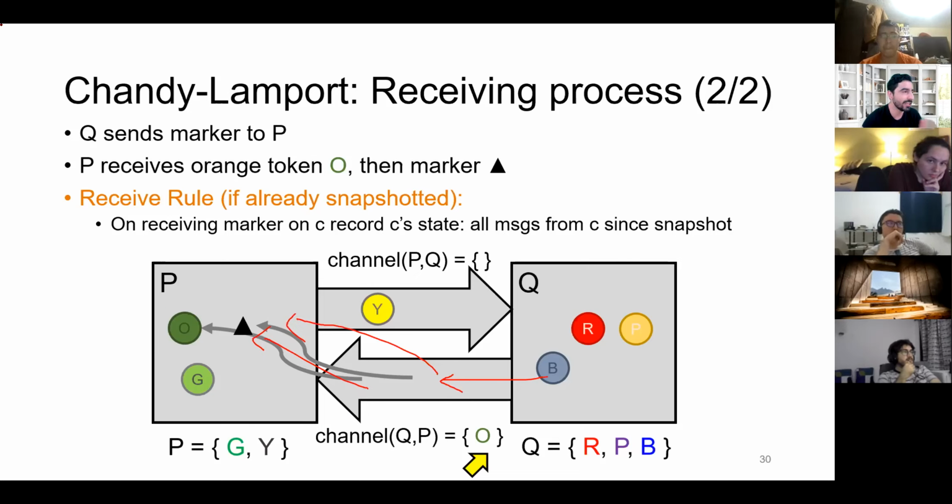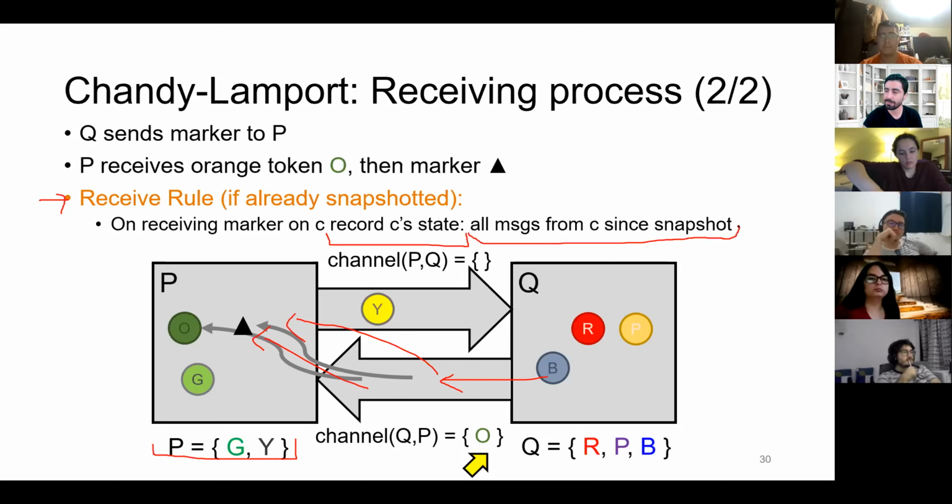But I just follow the algorithm. When I receive this token, I see that I already have the snapshot. So there is this rule: if you already have the snapshot, and you receive the marker on channel C, you record C's state. Of course you are not aware of C itself, but what you can consider as the state of the channel is all the messages from C since the snapshot.